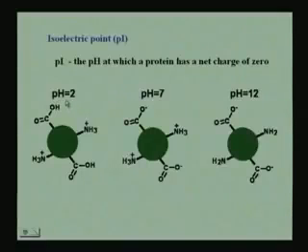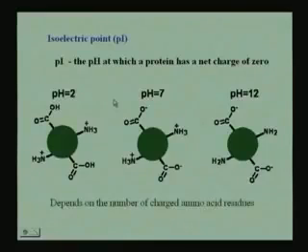I am going to achieve that at a lower pH. So the protein is going to have a net charge of 0 at a lower pH than would a basic protein. Okay?